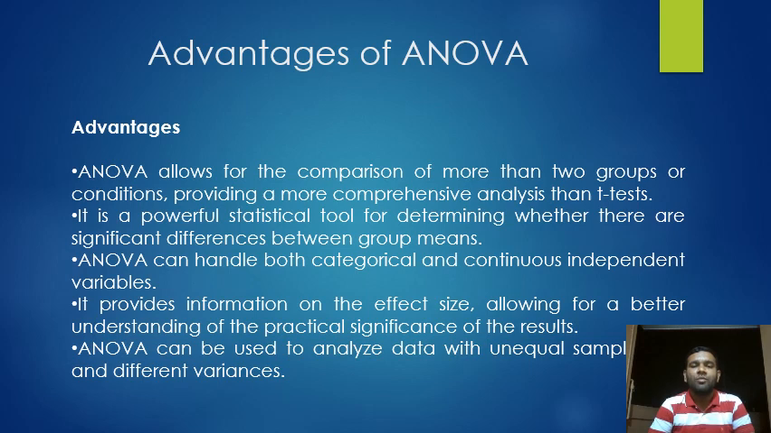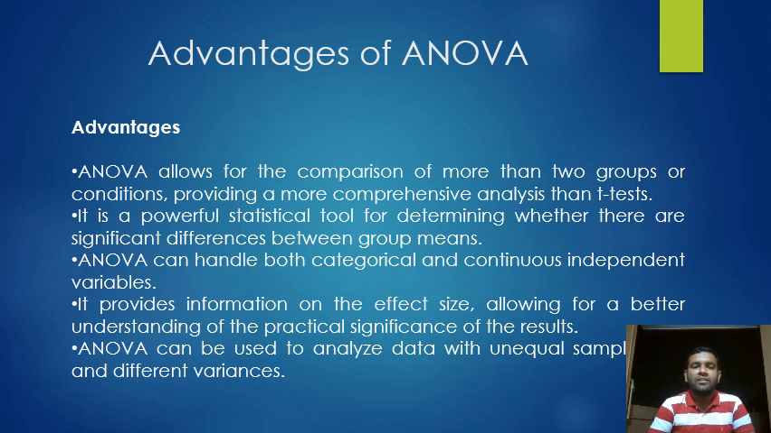ANOVA can handle both categorical and continuous independent variables. It provides information on the effect size, allowing for a better understanding of the practical significance of the results. ANOVA can be used to analyze data with unequal sample sizes and different variances. These are the 5 advantages of ANOVA.